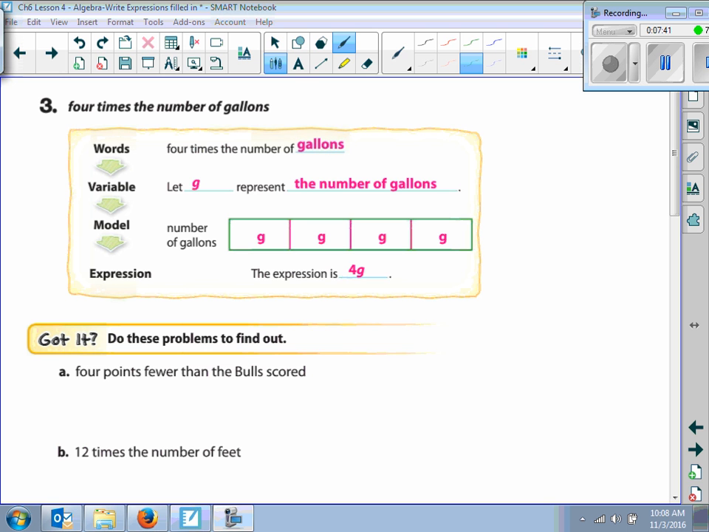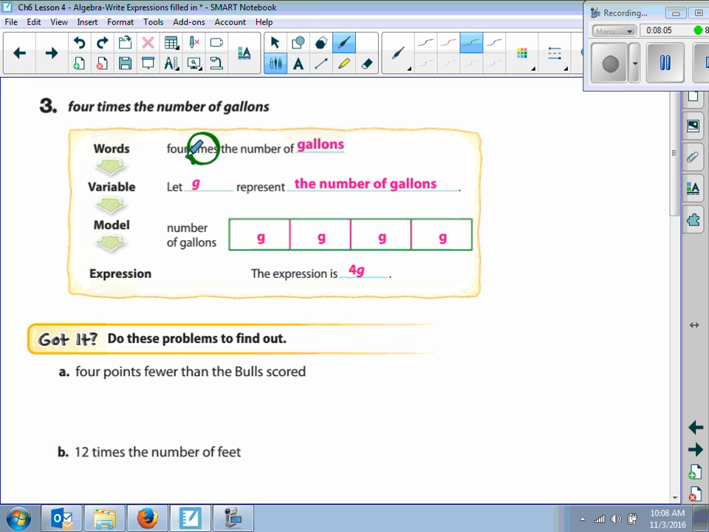So for example 3, it says 4 times the number of gallons. What's the word that tells me the operation? Times. Very good. Times means multiply. And how many times is it going to be multiplied? 4 times, right?